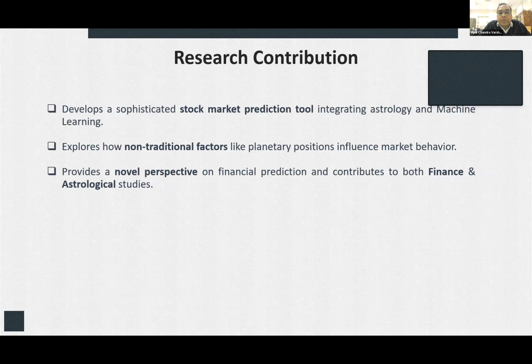My research contribution includes providing a stock market prediction tool which integrates astrology and machine learning. It explores non-traditional factors other than market indicators to analyze market behavior. It is a novel perspective which can enhance financial and astrological studies.